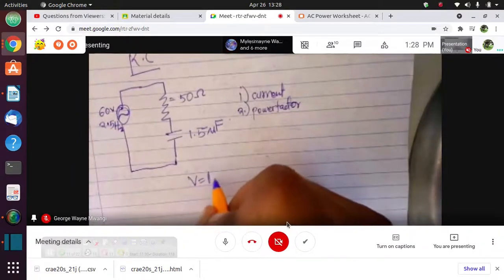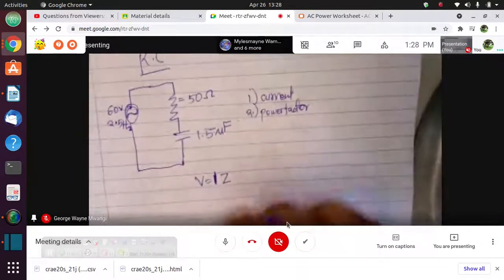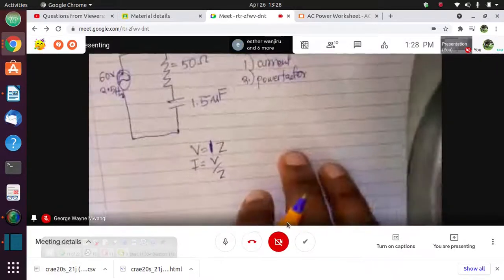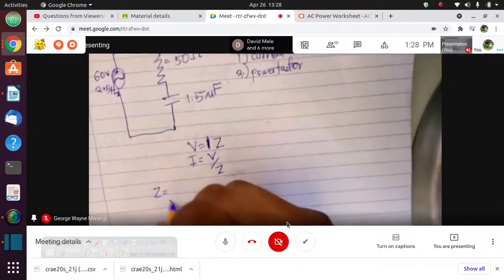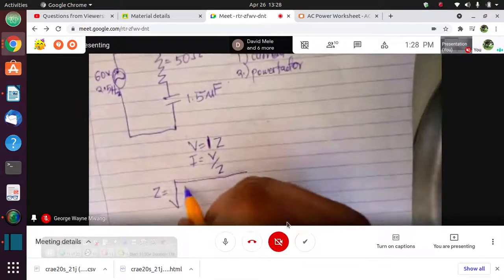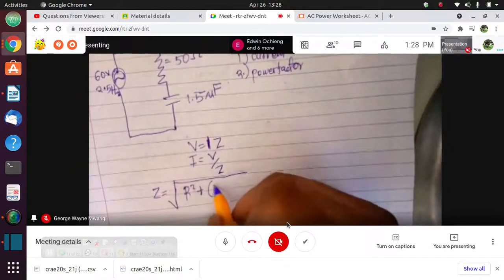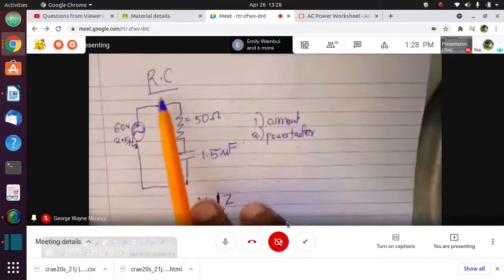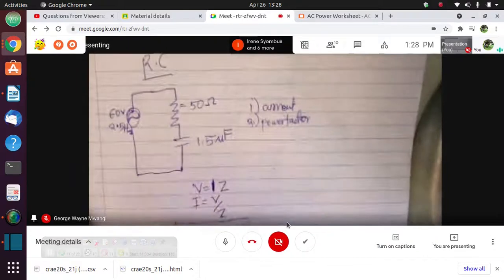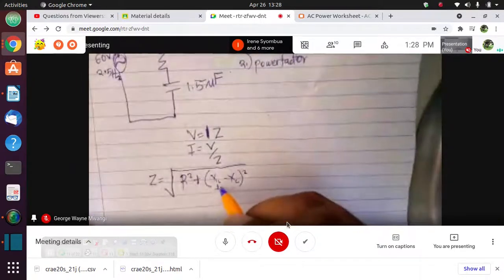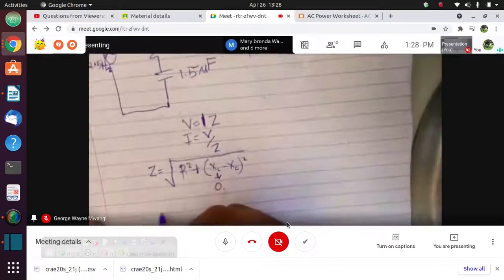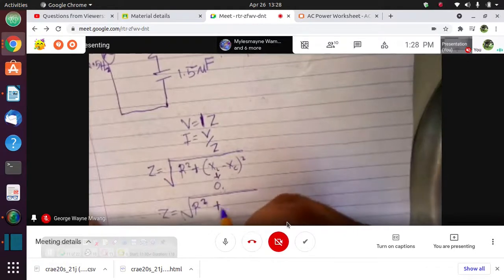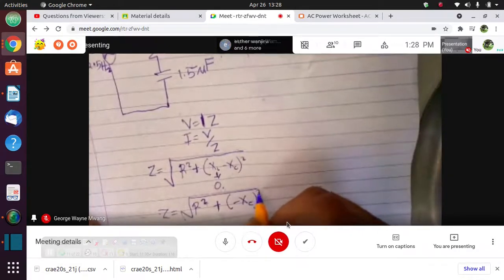V is equal to IZ. Therefore, the current will be V divided by Z, which is the total resistance. How do you find the value of impedance, the total resistance, in such a circuit? Remember, it is the square root of R squared plus (XL minus XC) squared. Since we have a resistor and a capacitor, there is no inductor. Therefore, our inductive reactance in this case will be 0. So Z is equal to the square root of R squared plus (minus XC) squared.